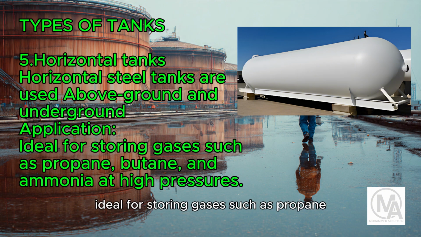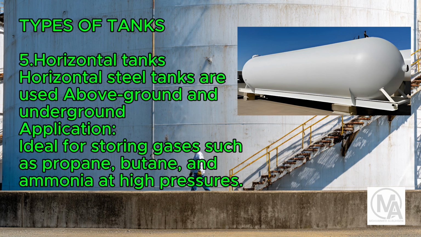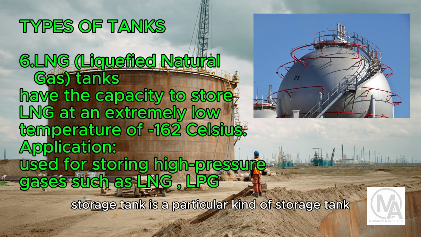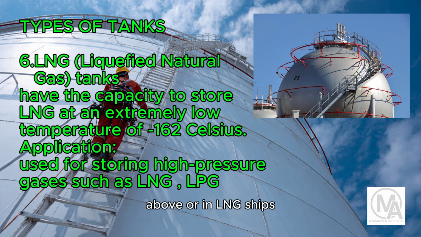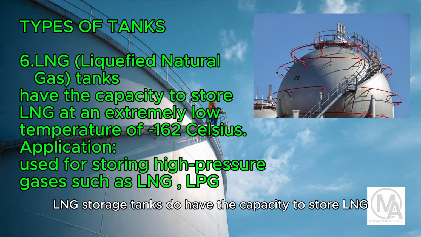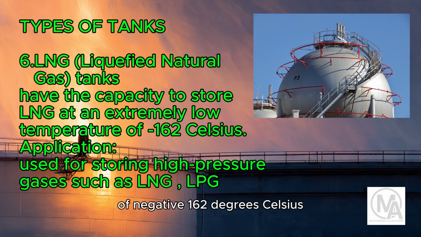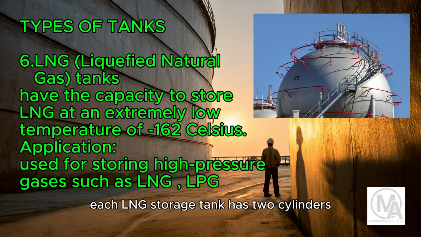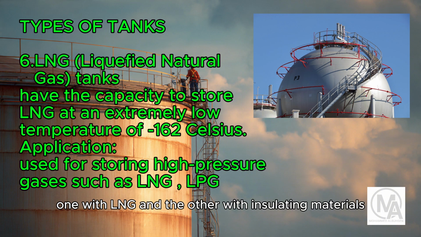Horizontal tanks are ideal for storing gases such as propane, butane, and ammonia at high pressures. These tanks are commonly found in industrial and chemical plants. An LNG storage tank is a particular kind of storage tank used for the storing of liquefied natural gas. Storage tanks may be placed on, above, or in LNG ships. LNG storage tanks have the capacity to store LNG at an extremely low temperature of -162 degrees Celsius. Each LNG storage tank has 2 cylinders, one with LNG and the other with insulating materials.